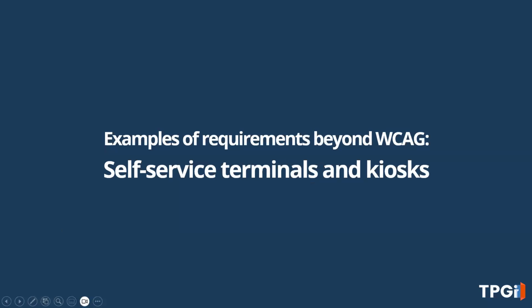Okay, so self-service devices are everywhere: ATMs, ticket machines, parcel lockers, hotel check-in kiosks, self-checkouts, and many more. EN 301549 includes accessibility requirements for self-service terminals and kiosks, primarily in the sections on closed functionality, which is clause 5.1, and hardware, clause 8. Ensuring that these devices are designed to accommodate diverse user needs.